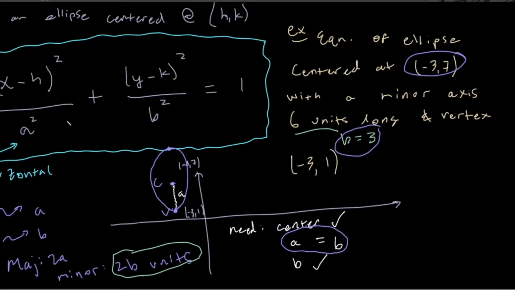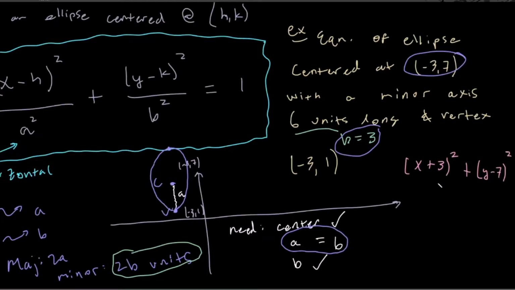So I have my equation over here. It's kind of crowded, but I'm going to write the equation in pink. Since the minor axis is 6 units long, B is half of the minor axis. The minor axis is always 2B units long. So I get x minus negative 3, so x plus 3 squared. I'm using this ordered pair, right? That's the center. Plus y minus 7 squared.